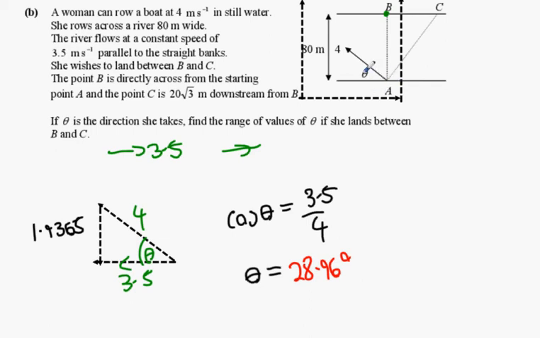What angle do you think she'll need to take just to drift a bit downstream? It'll be a slightly bigger angle. You're reducing the 3.5. You're sacrificing the 3.5 to make the 1.93 a bit bigger because you're aiming more upwards. Your opposite side relative to your adjacent side is getting bigger. Okay? So here's what we have to do this time.